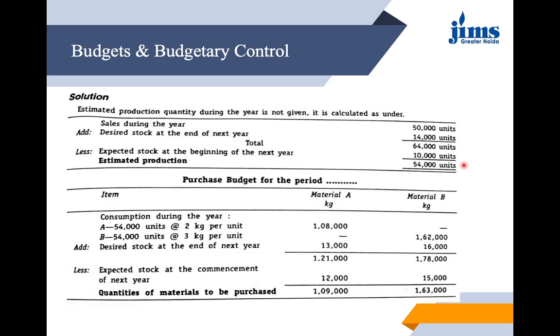Then let us draw the purchase budget, for which we will begin with the consumption of raw material. For 54,000 units at the rate of rupees 2 per kg for material A, the price is this. For 54,000 units, why? Because this is the estimated production. At the rate of rupees 3 per kg for material B, 1,60,000. Desired stocks are also given to us for both of these. We add that closing stock at the end of the year and subtract the opening stock, meaning the expected stock at the commencement of the year. In that case, we are able to obtain the quantities of materials to be purchased during the year.